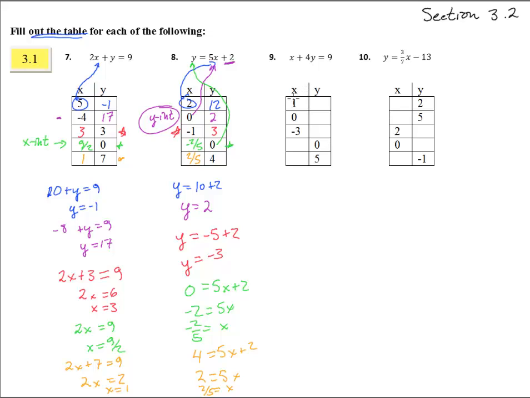All right, number 9. We're going to stick in 1 for x first of all. So we get 1 plus 4y equals 9.